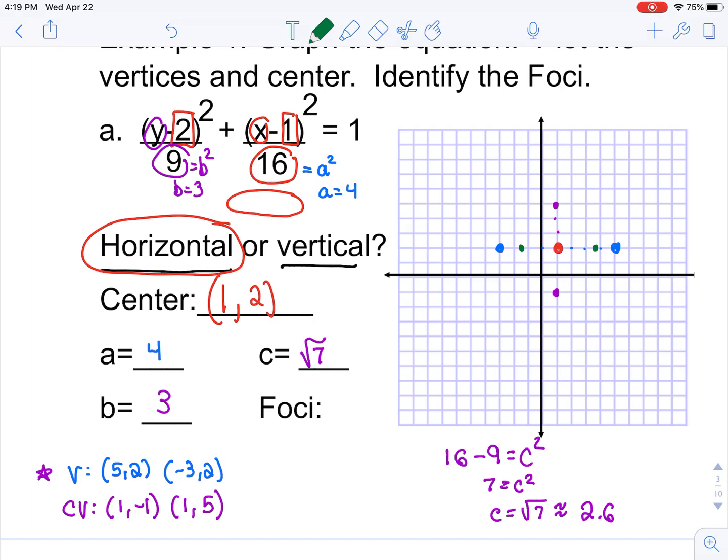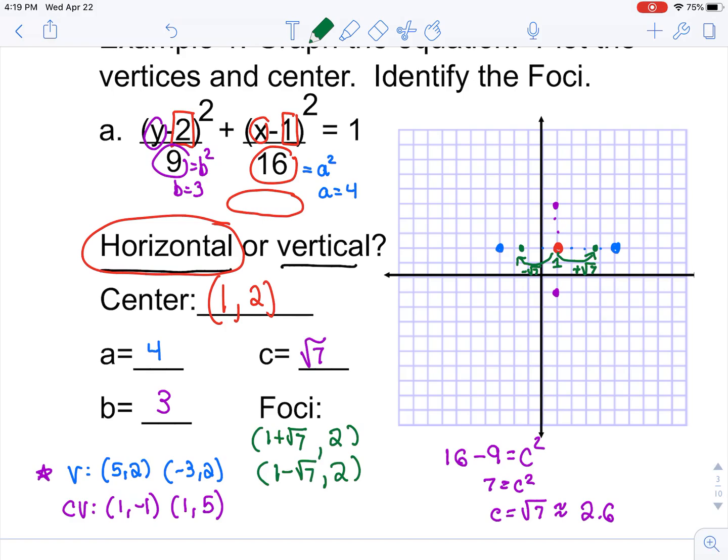Now, when I name these focal points, here's where I want you to be exact. The one thing that you'll notice is both of those focal points have the same y value of 2. So the y value is not going to change. But if you think about what the x value was, from the center, we started at an x value of 1, and then we went to the right square root 7. So that's like adding square root 7. Start with that x value of 1 and add square root 7. Then going the other direction, we started at that x value of 1, and this time we subtracted square root 7. So we'll say 1 minus root 7.